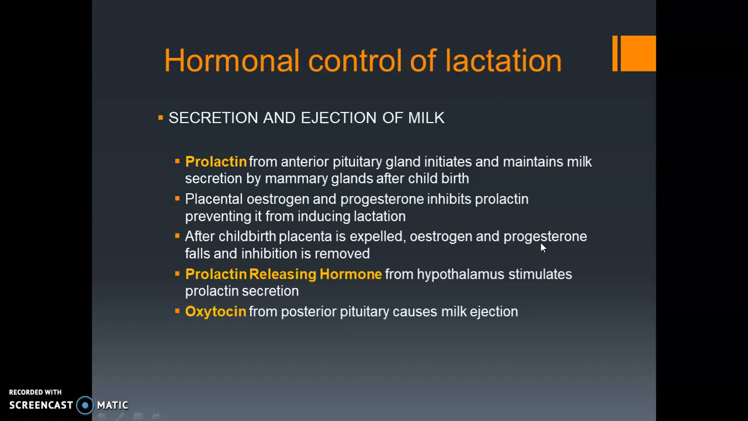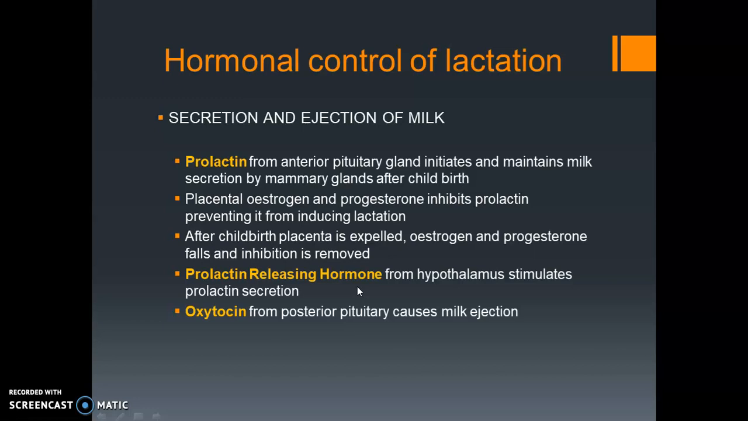removed. So the prolactin secretion will start from the anterior pituitary gland after childbirth, and for the prolactin secretion, the hypothalamic releasing hormone called the prolactin releasing hormone is essential. So this prolactin releasing hormone from the hypothalamus will stimulate the secretion of prolactin hormone from the anterior pituitary gland, and the prolactin hormone will now cause the secretion of milk by the alveolar cells in the mammary glands.